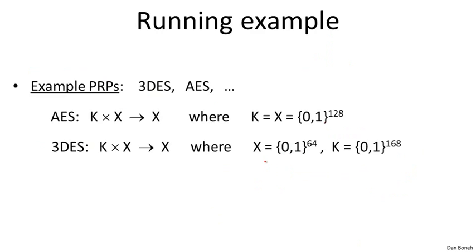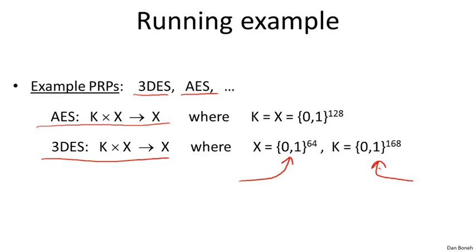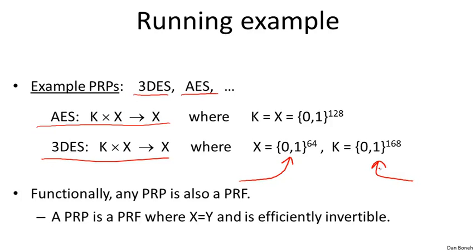Okay, so we have two examples, as we said, of pseudo-random permutations, triple DES and AES. Say for AES 128, the key space would be 128 bits, and the output space would be 128 bits. For triple DES, as we said, the block size is only 64 bits, and the key size is 168 bits. Okay, so we'll use these running examples throughout, so whenever I say a PRP, concretely you should be thinking AES or triple DES.